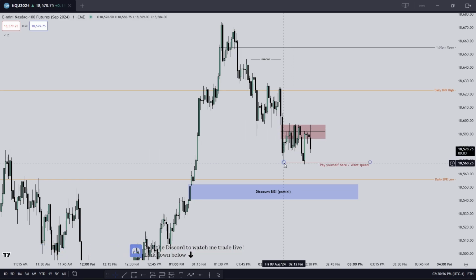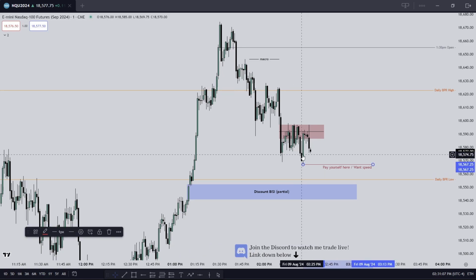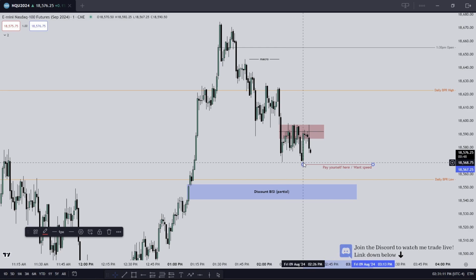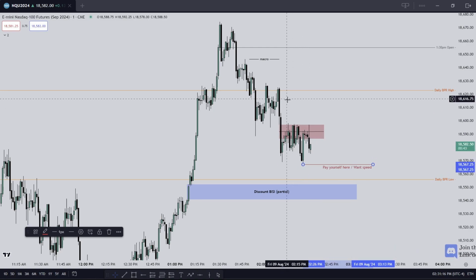And same thing I mentioned here. I want to see speed underneath this low. I want to see us rip through. I don't want to see what happened here where we take out that low by a few ticks and then we retrace. I want to see us take out that low and rip through it.